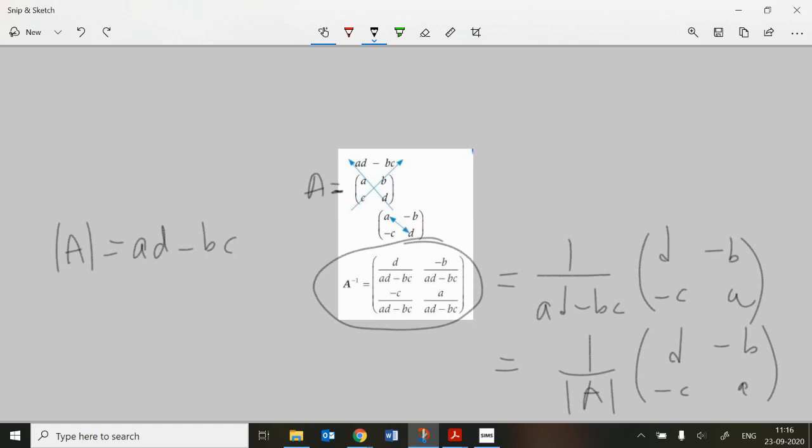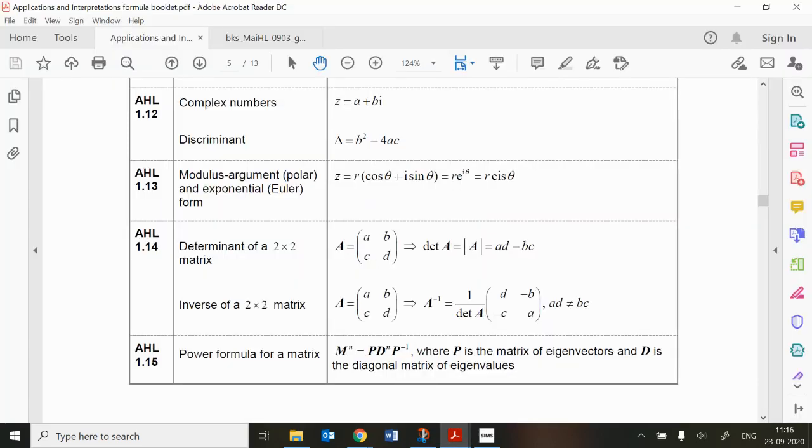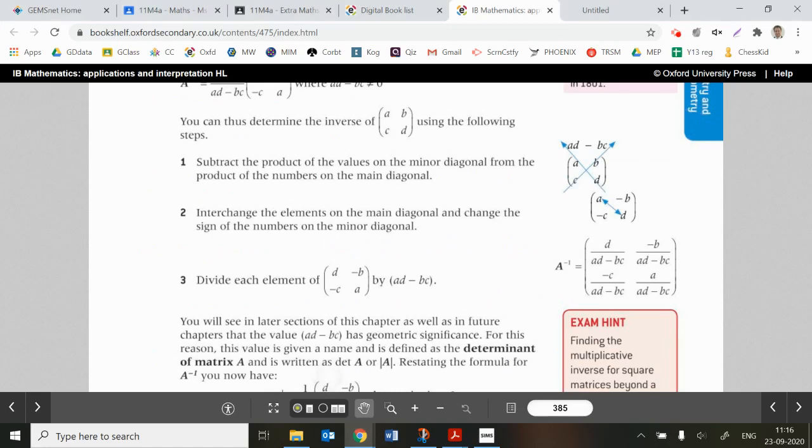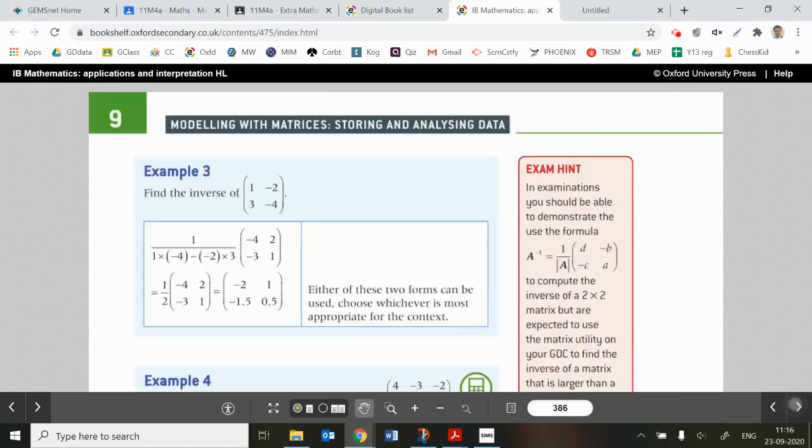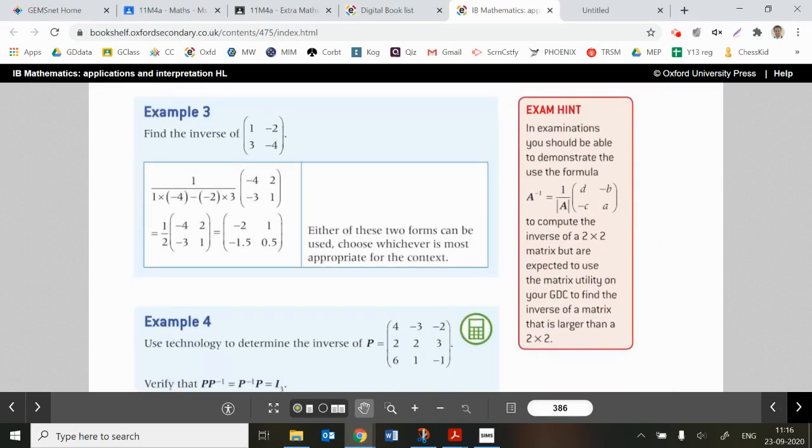You are expected to be able to do this using the formula given to you in the formula booklet. You are not expected to do this by hand for a 3x3 matrix or a system of 3 simultaneous equations, but you are expected to be able to do that using your GDC, your calculator, as well. Okay, I'm going to have to stop there because I've got a lesson, and I'll do example 3 and tag it on to this one after my lesson. Thanks guys, and I'll see you back for the next bit after this.